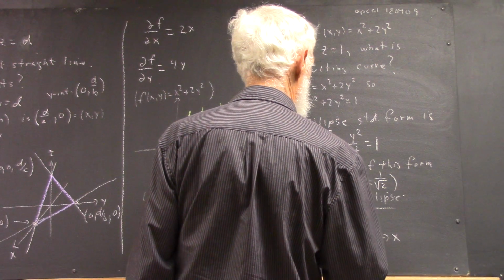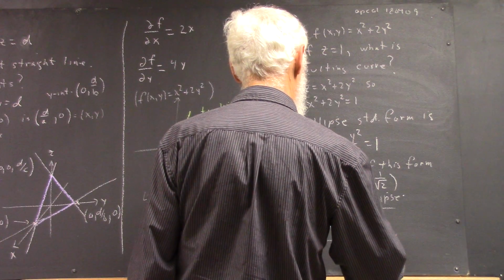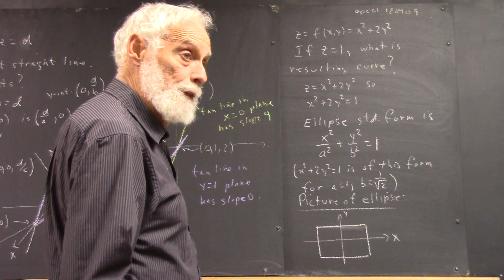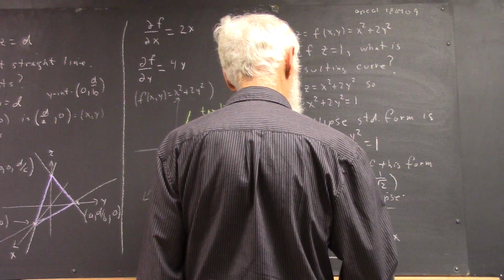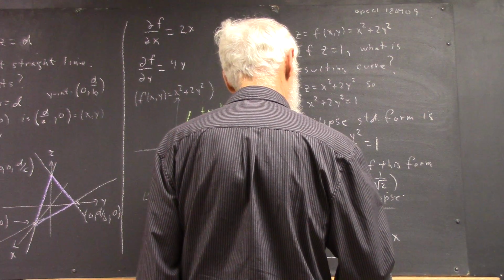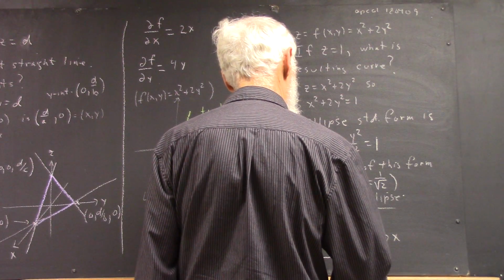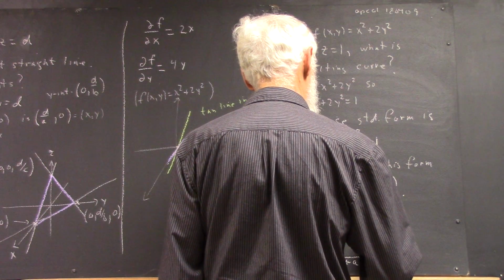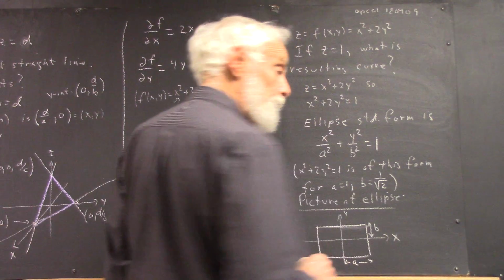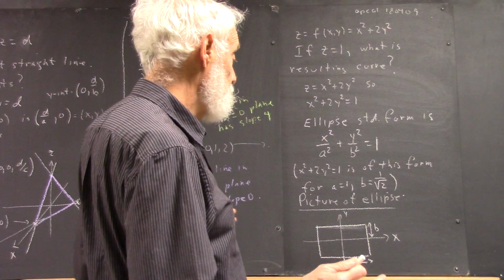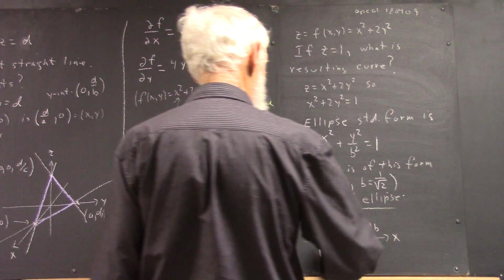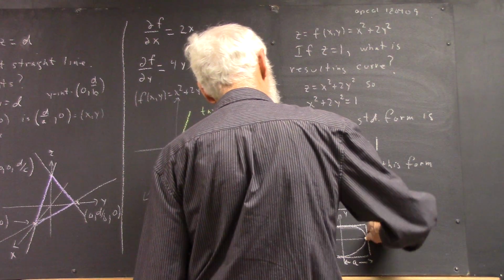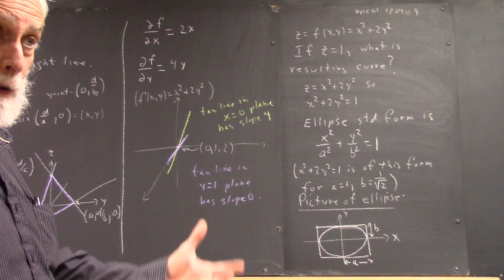Would have been nice if that had been horizontal. Let me try again. Okay, there it is. A is this distance, B is this distance, and your ellipse is just a circle distorted to fit inside here. Not very well drawn, but you understand what I did, right?